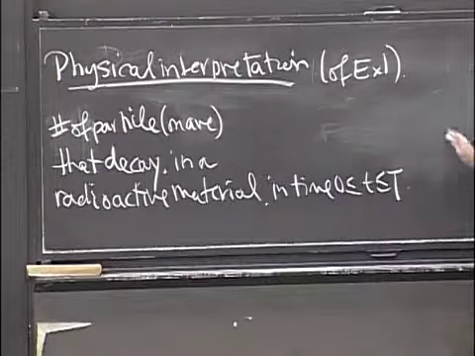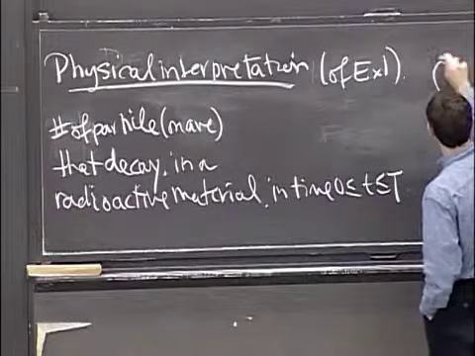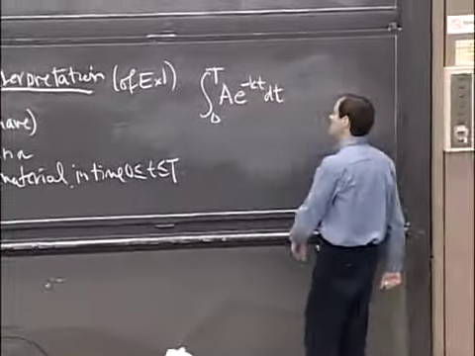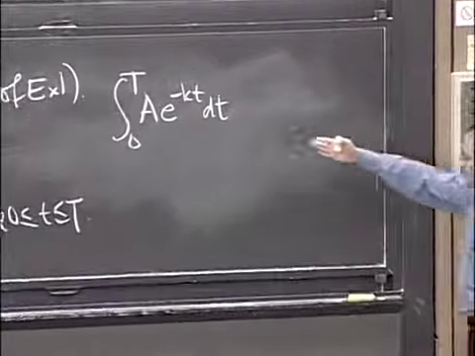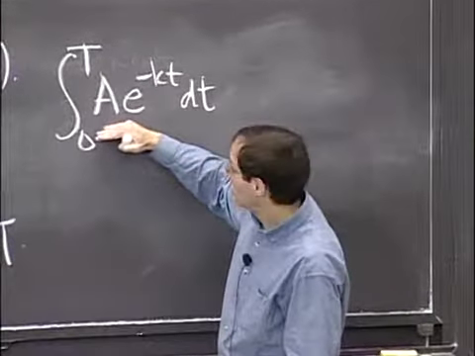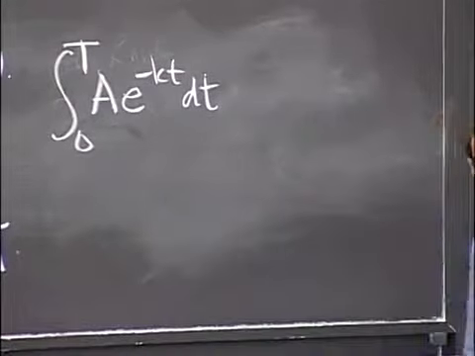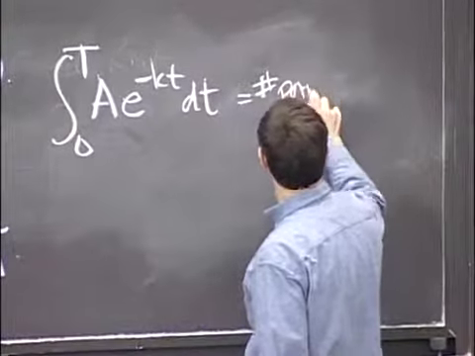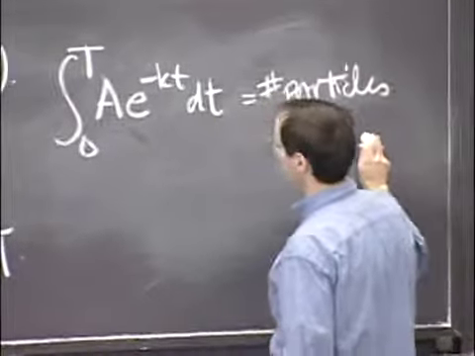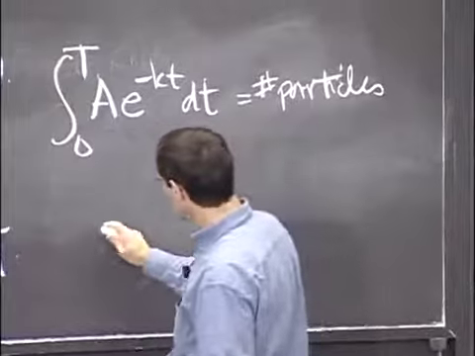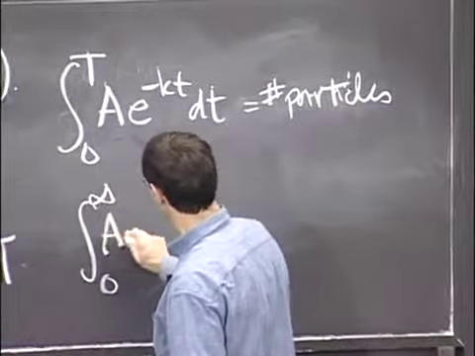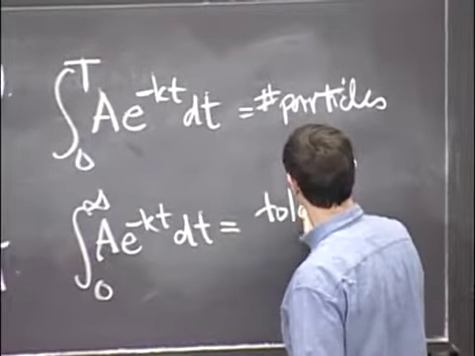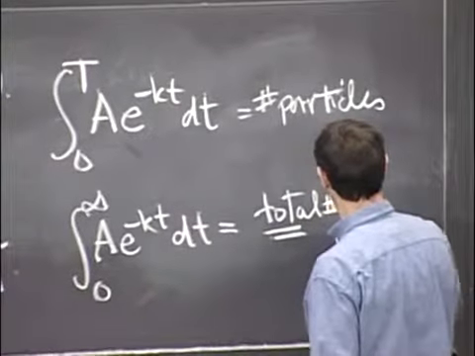All right? And then that would be this integral, 0 to capital T, some total quantity times this integral here. This is the typical kind of radioactive decay number that one gets. Now, in the limit, so this is some number of particles. If the substance is radioactive, then in the limit, we have this, which is equal to the total number of particles.